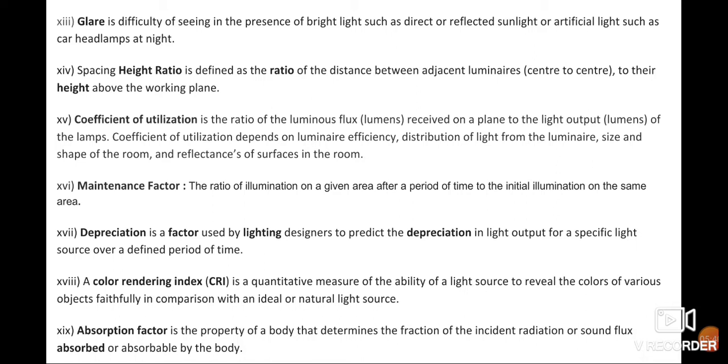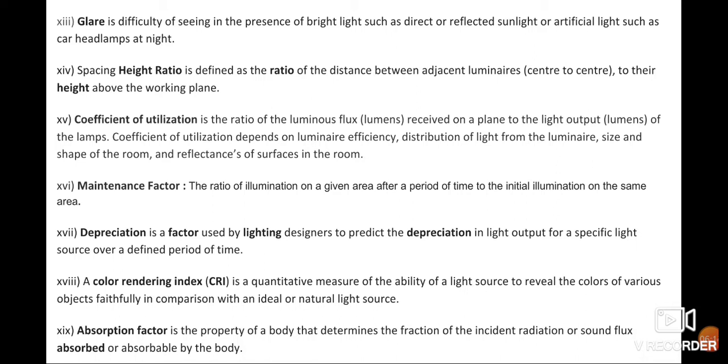Depreciation factor. It is used by lighting designers to predict the depreciation in light output for a specific light source over a defined period of time. What is color rendering index? A color rendering index is a quantitative measure of the ability of a light source to reveal the colors of various objects faithfully in comparison with an ideal or natural light source.